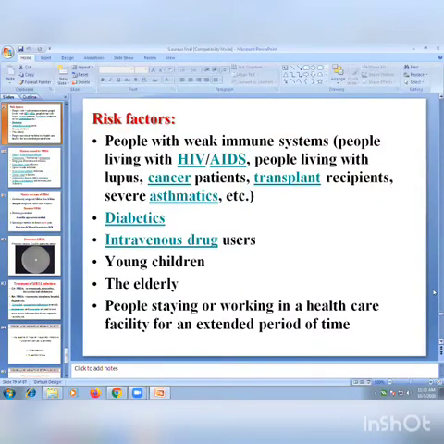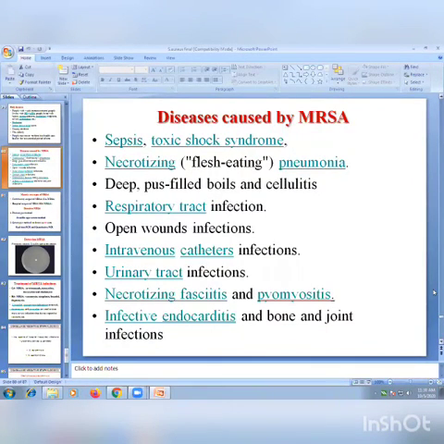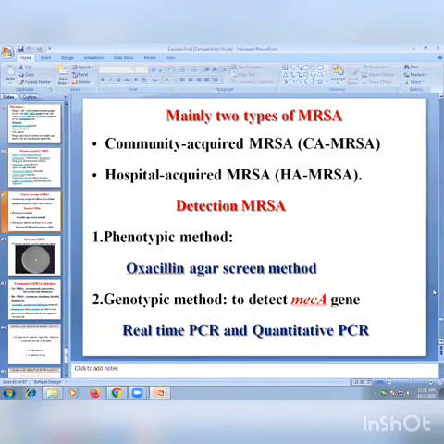Risk factors are generally diabetes, intravenous drug use, HIV, AIDS, cancer, transplant, osteoporosis, young children, and older people. All this comes under the risk factors. MRSA causes sepsis, toxic shock syndrome, necrotizing pneumonia, deep pus-filled boils and cellulitis, respiratory tract infection, open wound infection, intravenous catheter infection, urinary tract infection, necrotizing fasciitis and osteomyelitis, infective endocarditis, and bone and joint infection. All these are because of MRSA, methicillin resistant Staphylococcus aureus.